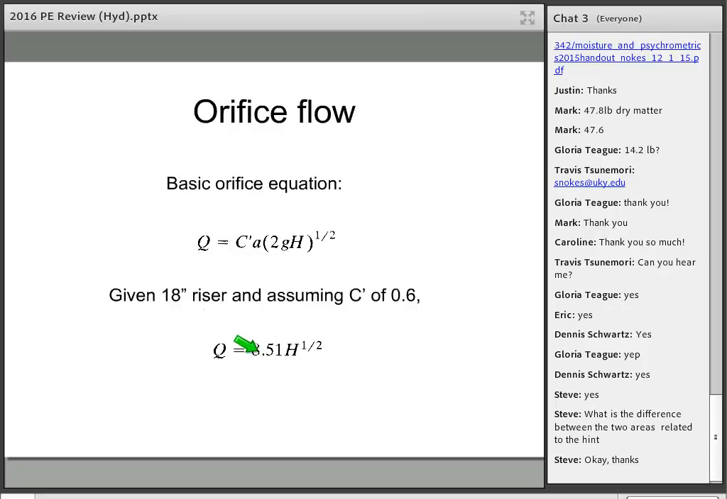On the orifice, you've got a coefficient. You just have to assume a C. It's usually, with a situation like this, 0.6 is a pretty good assumption. You've got an 18-inch riser, so you've got A is that of an 18-inch, so you've got 1.5 is the diameter, so you can do pi d squared over 4. You end up, when you do all the calculations, with 8.51 times h to the 1/2.